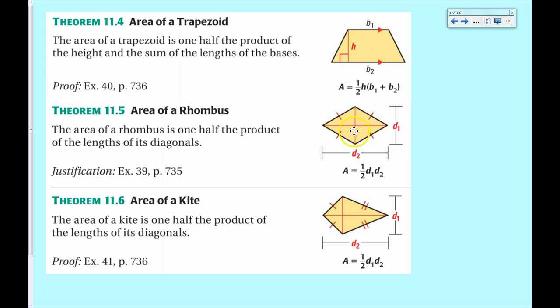to simply break it up into triangles. And remember, one of your properties for rhombi and kites is that the diagonals are perpendicular to each other, so those are nice right triangles that are easy to find the area of in most cases.